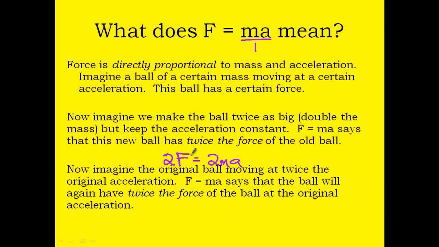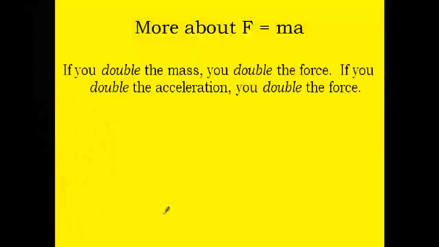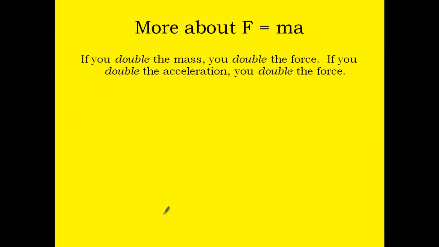So now imagine the original ball moving at twice the original acceleration. So this time we have F equals m times 2a. Gonna have to put that 2 there again, because force is directly proportional to mass and acceleration. So if you double the mass, you double the force. If you double the acceleration, you double the force.